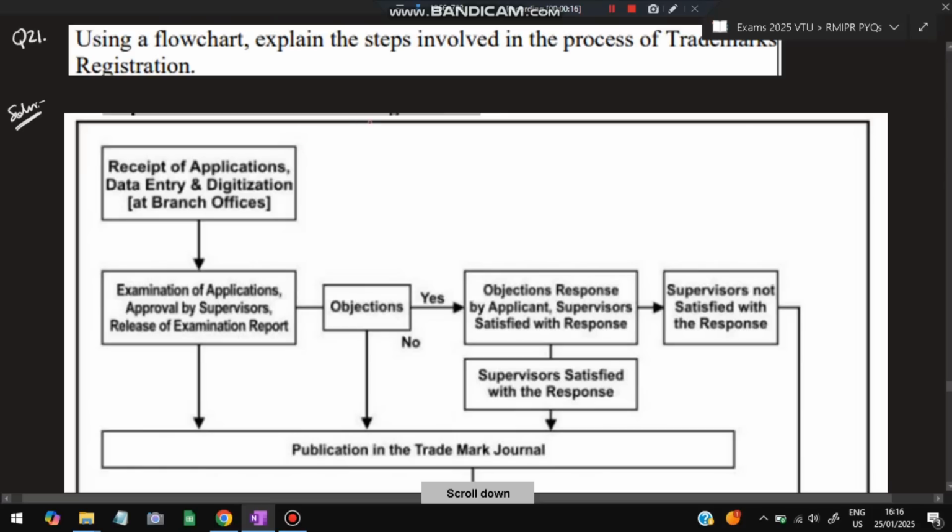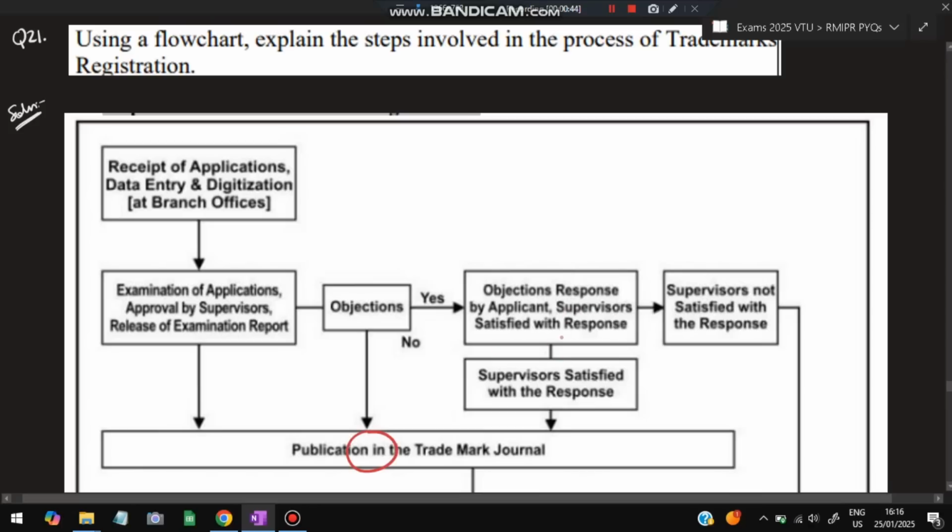Okay, the first is receipt of the application, data entry and digitization at the branch offices. First, the application needs to be submitted. After that, examination of the application, approval by the supervisors and release of the examination report, okay. And then publication of the trademark can be done. Before that, if any objections are there, the objection response should be given by the applicant, and whether the supervisor is satisfied with the response or not will be taken into consideration. Okay, if objections are not there, then publication can happen.